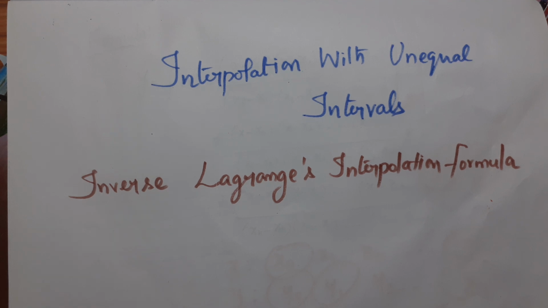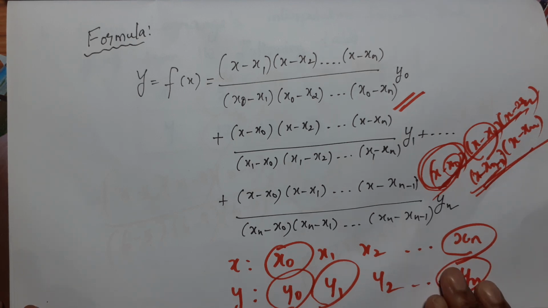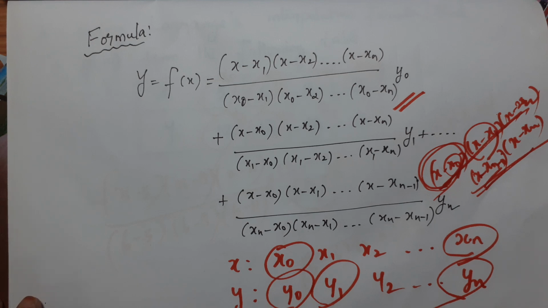In this video, we are going to interpolate values with unequal intervals using the inverse Lagrange interpolation formula. In my previous video, I have explained how to use the Lagrange interpolation formula for interpolating values with unequal intervals. This is the formula which we saw in my previous video: y is equal to x minus x1, x minus x2, etc. I have explained in detail in that video. Kindly go through that and come and watch this video.